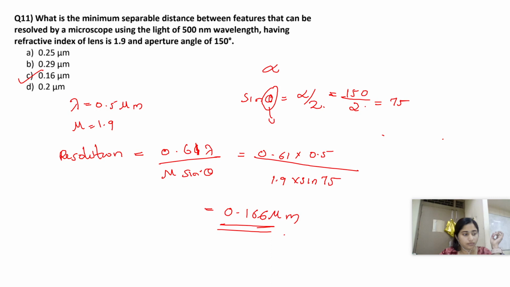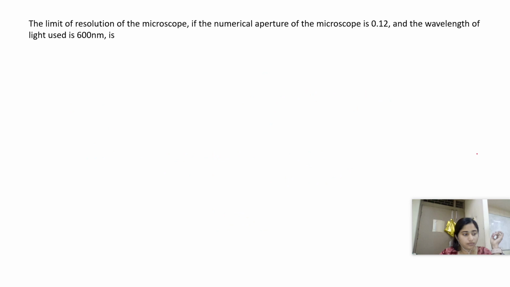Okay, so these are the basic questions, and now we will solve some questions, like limit of resolution and so on. Okay, so see this question: the limit of resolution of the microscope if the numerical aperture of the microscope is 0.12 and the wavelength of the light used is 600 nanometer.